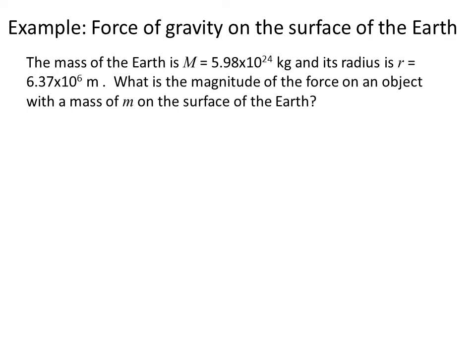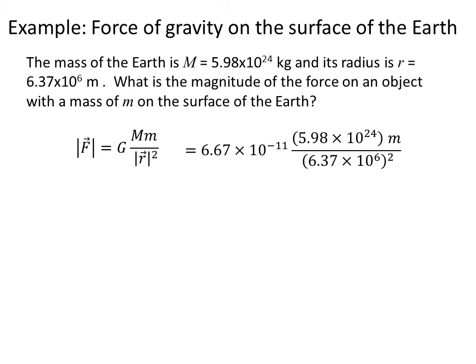So what is the magnitude of the force on an object with a mass of m on the surface of the Earth? Well, we can write down Newton's law of gravity, and we plug in the various constants and values. If we go ahead and use our calculator, we find that the magnitude of the force is 9.8 meters per second squared times m.